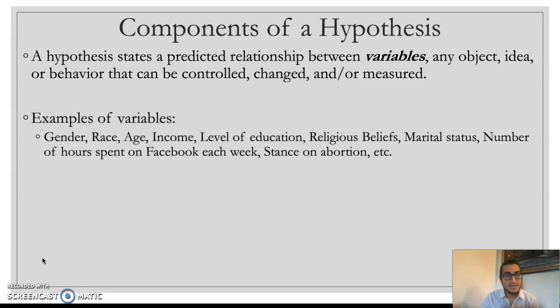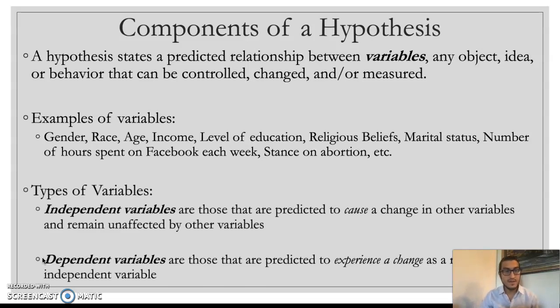Okay? So examples of variables that we're often interested in studying in sociology include gender, race, age, income, level of education, religious beliefs, marital status, numbers of hours spent on Facebook each week, stance on abortion, etc., etc. There are millions of variables that we could be interested in looking at. So another way to think of the variables are basically the aspects of human behavior or human attitudes that you're interested in studying, the aspects of humans that you're interested in researching and developing further knowledge on.